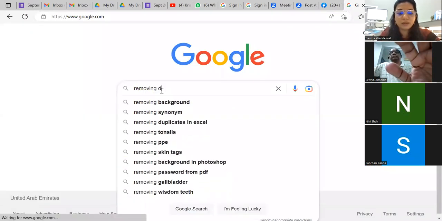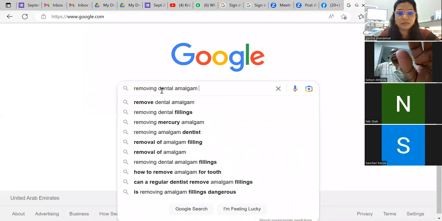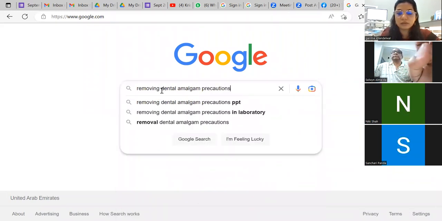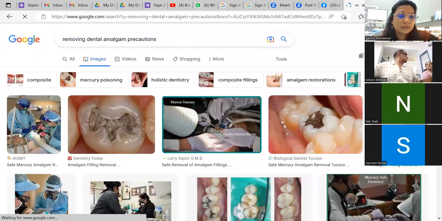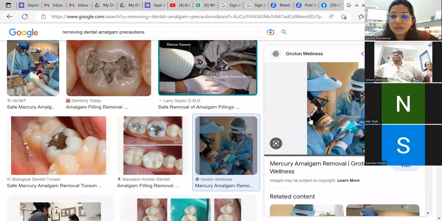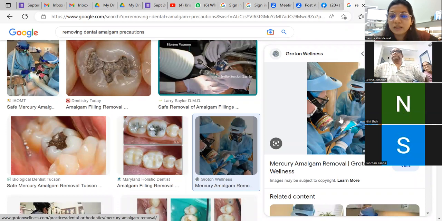Removing dental amalgam precautions. And let's go on to images. Do you see this picture? You see what they are wearing? They have covered themselves completely, and this is a very high vacuum device that they are using. The patient is also covered to a great extent, and the kind of mask they are wearing is so that they don't inhale the vapor. This is how amalgam is removed.